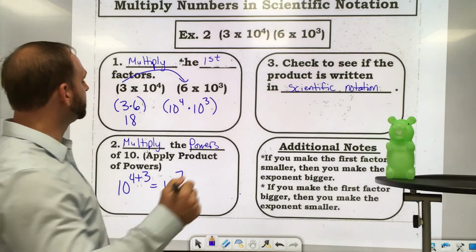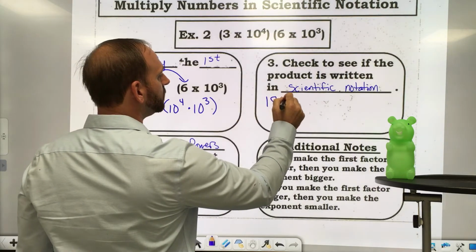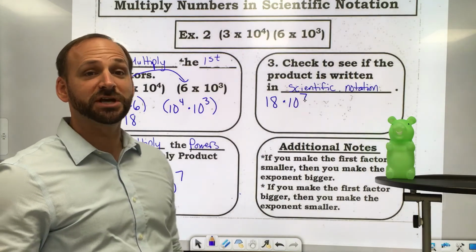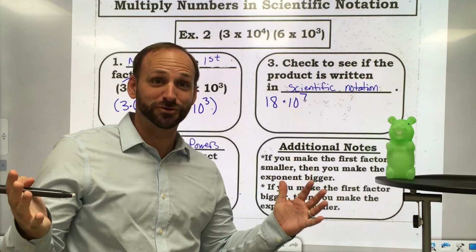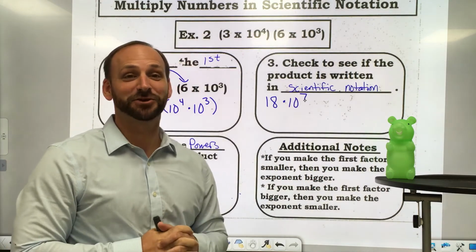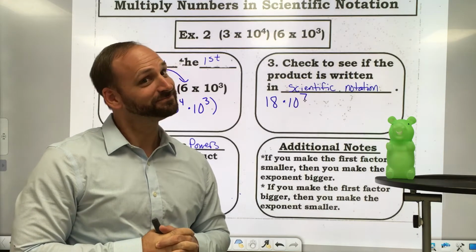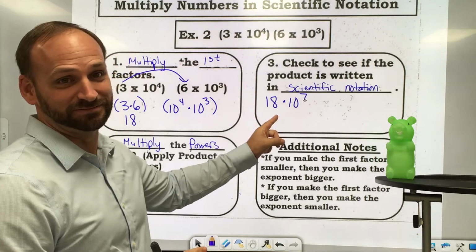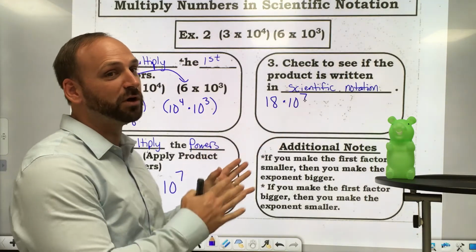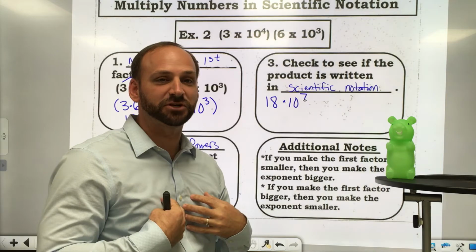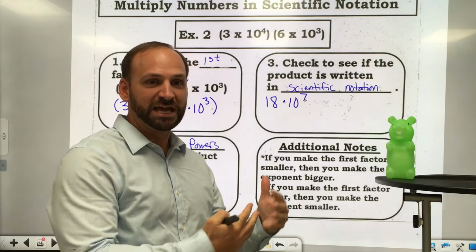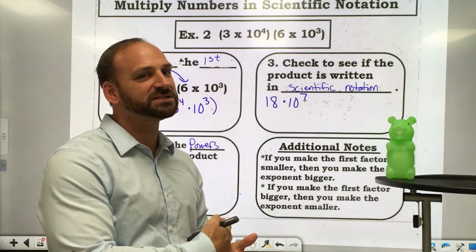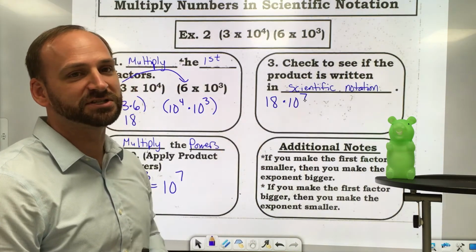And then in step 3, we want to check to see if that number is written in scientific notation. So, question to you. Is that number written in scientific notation? Think about it. 18 is not between 1 and 10. Remember, our rule of scientific notation says that our first factor has to be greater than or equal to 1, but it's got to be less than 10, and 18 is not less than 10.